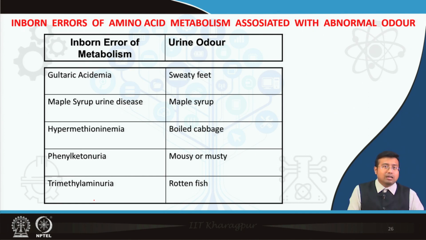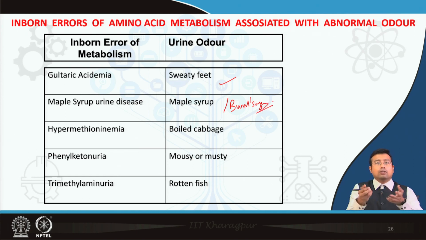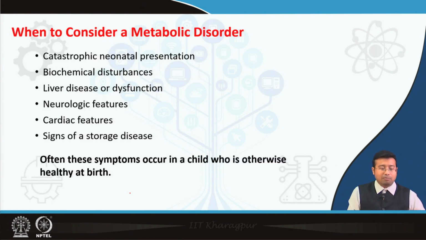So, glutaric acidemia, glutaric aciduria, is characterized by a sweaty feet odor. All of these terms are MCQ. Maple syrup urine disease, burnt sugar, you already know, right. Boiled cabbage, hypermethionemia, very important. Boiled cabbage, hypermethionemia. In some cases, if hypermethionemia is not an option, often tyrosinemia is an option. Okay. So, mind it, when hypermethionemia is an option, that will be the answer of choice in case of boiled cabbage odor. Mousy or musty odor in case of phenylketonuria, rotten fish in case of trimethylaminuria. So, these are the few urine odors you should remember in the context of inborn error of metabolism diagnosis.